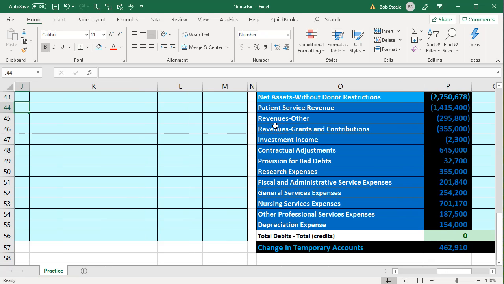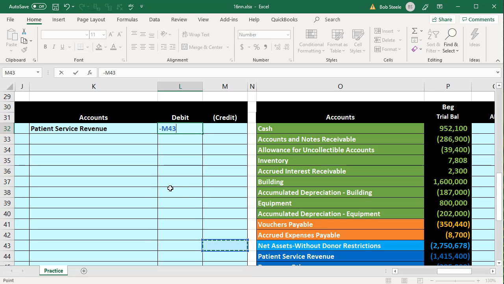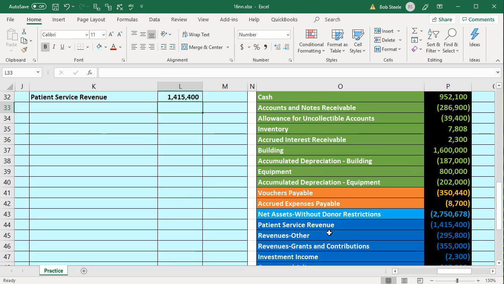So let's go ahead and start to build our journal entry. We're going to say that the first account is going to be equal to the patient service revenue, and it has a credit on this side. Therefore here we're going to debit it. Now I'm going to flip the sign by saying negative of, and then scroll over to that 1,415,400 and enter. So there is that. Now we're going to do the same process all the way down.